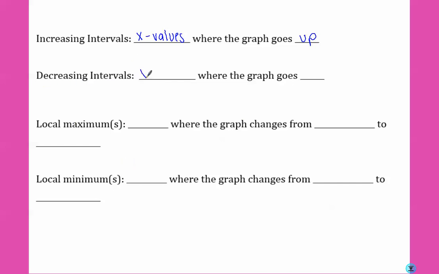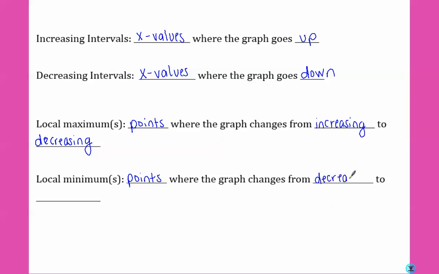Decreasing intervals, again, are the x values, but where the graph goes down. Local maximums are the points where the graph changes from increasing to decreasing. The local minimums are the points where the graph changes from decreasing to increasing.